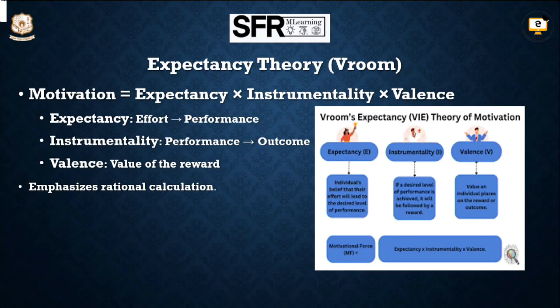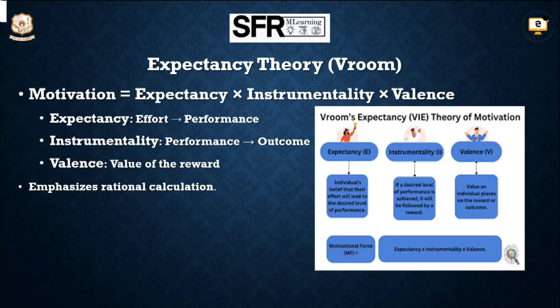expectancy theory. According to Vroom's expectancy theory, motivation equals expectancy times instrumentality times valence. Expectancy is the effort: if you are expecting something, you have to put in some effort, which is what we call performance. How you give your maximum effort determines the result you can expect according to your performance. Next is instrumentality, that is performance. The best you give, the best you will receive, which is the outcome we are talking about here.